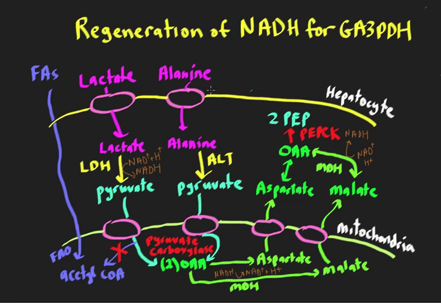Now, I do want to mention an important point about lactate here. Lactate, which is the end product of anaerobic glycolysis, circulates in the blood at a pretty low level, and it's cleared by the liver.